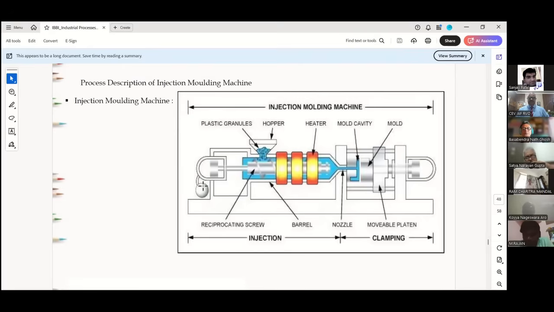Yeah. So the plastic granules are heated in the barrel of the injection molding machines. Whatever the plastic materials, the plastic granules are melted down in the barrel, and using the reciprocating screw, it is fed through the needle to the mold. The end of the injection-like structure, through the nozzle, the molten plastic is filled into the mold.